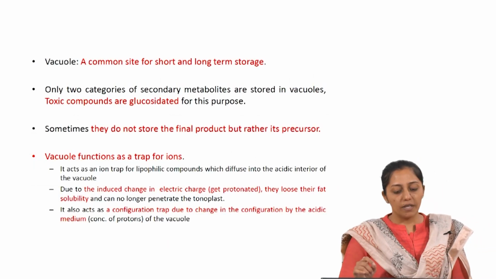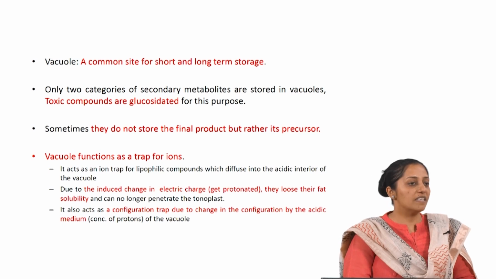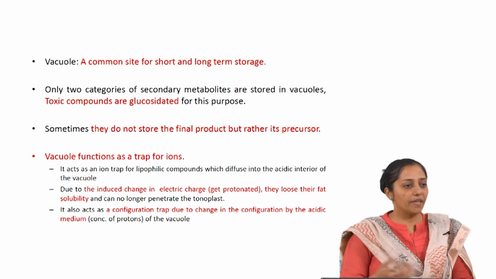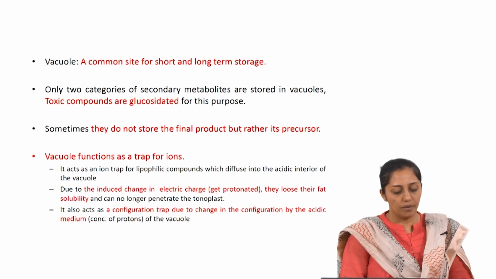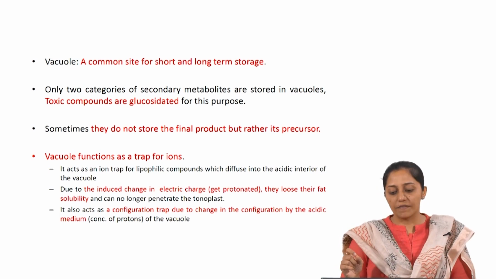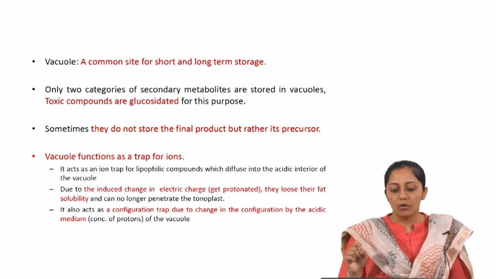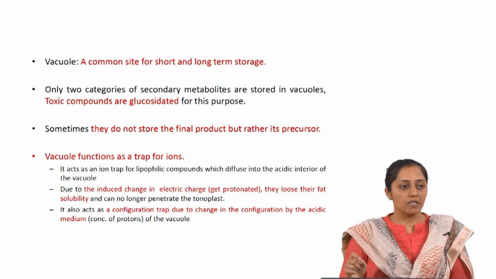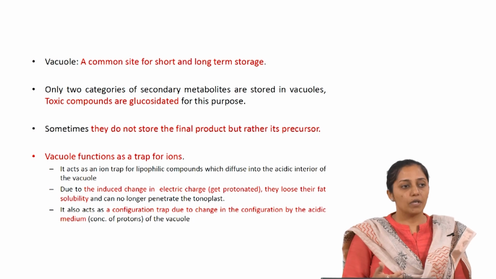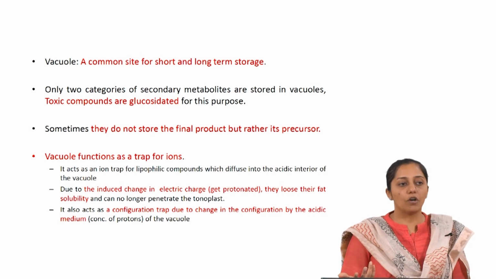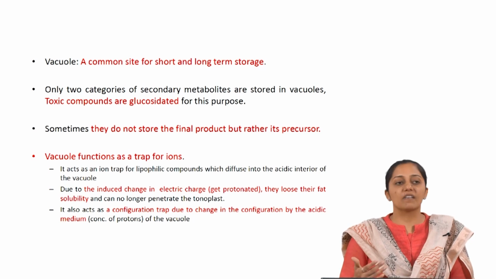So the vacuole is a common site for short and long term storage. If the plant cell wants to protect itself, then also the compound is stored in the vacuole. Now, only two categories of secondary metabolites are stored in vacuoles. Toxic compounds are glucosidated for this purpose. When a glucose moiety is added, it is one of the biotransformations for detoxification. Sometimes they do not store the final product, but rather its precursors.